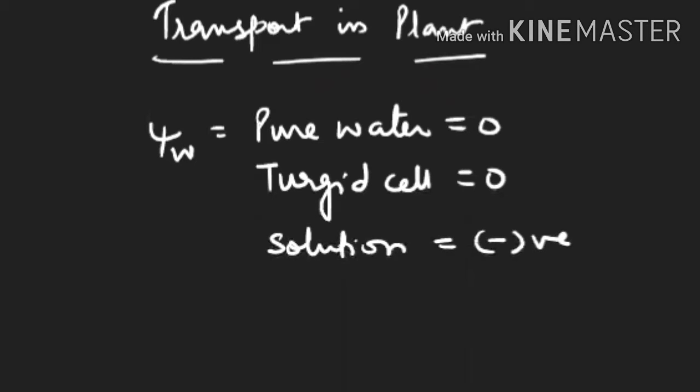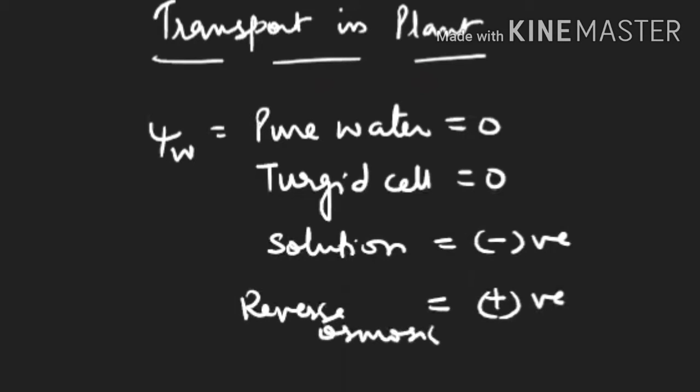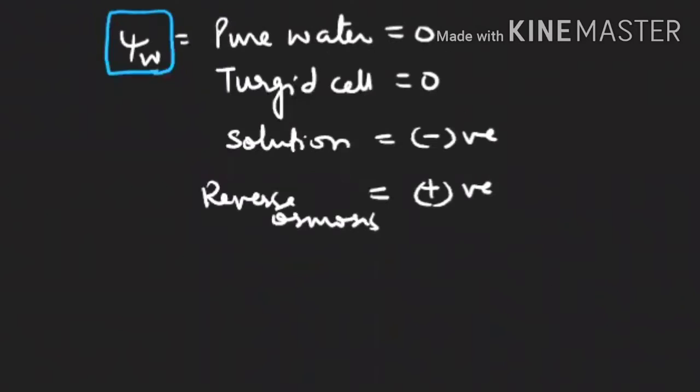And the value of the water potential will be plus in case of reverse osmosis. In case of reverse osmosis, your value of the water potential will be plus. So please remember in which case the value of the water potential will be 0, in which case it will be minus, and in which case it will be plus. Clear? Now what is the value of the solute potential?